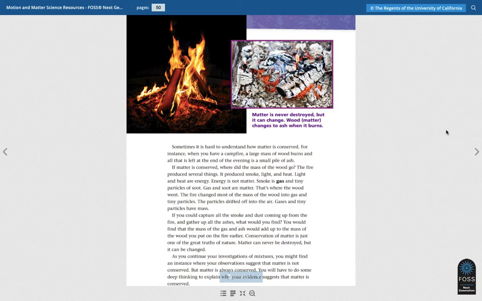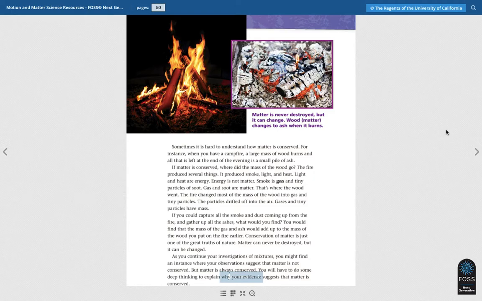The fire changed most of the mass of the wood into gas and tiny particles. The particles drifted off into the air. Gases and tiny particles have mass. If you capture all the smoke and dust coming up from the fire and gather up all the ashes, what would you find? You would find that the mass of the gas and ash would add up to the mass of the wood you put in the fire earlier.